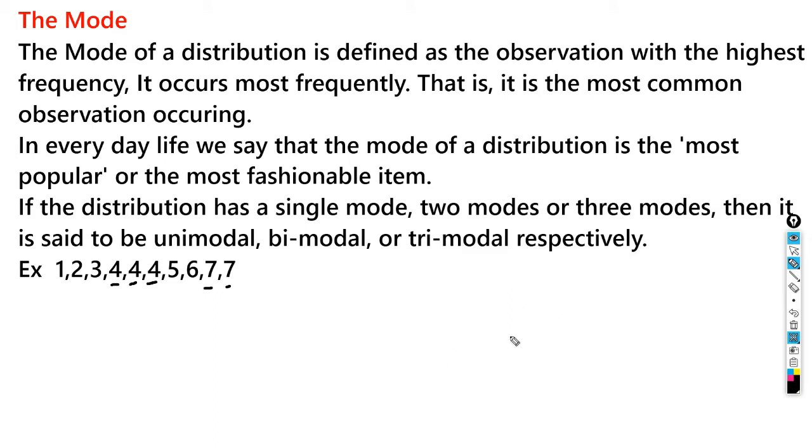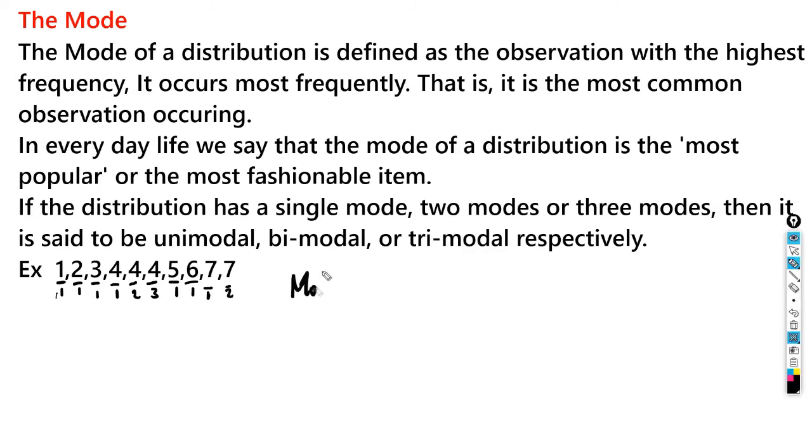Okay, guys. Let's just look at this example here. I think that's the perfect example. We have a set of numbers, and we're seeing that 1 occurs once, 2 occurs once, 3 occurs once, 4 occurs three times, 5 occurs once, 6 occurs once, and 7 occurs twice.